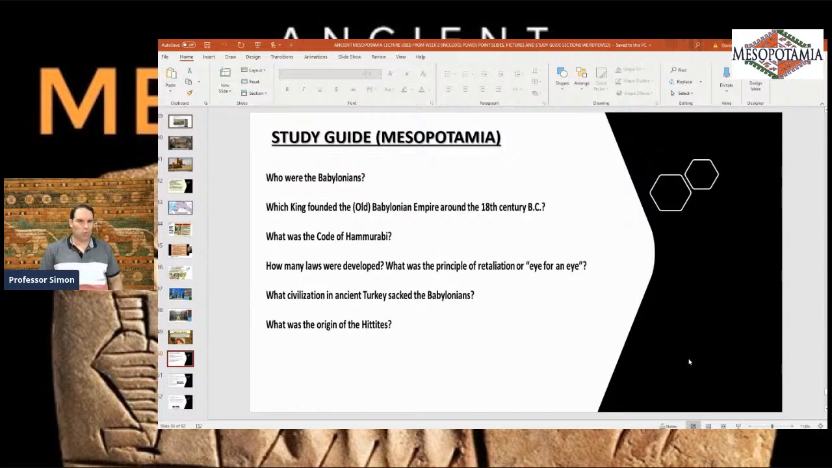Now, it says, who were the Babylonians? The Babylonians were Semitic people of Mesopotamia that, of course, formed the Old Babylonian or Paleo-Babylonian Empire. They were related to different groups, I told you, mostly Semitic peoples of Akkadian background, or Amorite as well. The king that founded the Old Babylonian Empire, of course, is King Hammurabi, the one that was famous for his law code.